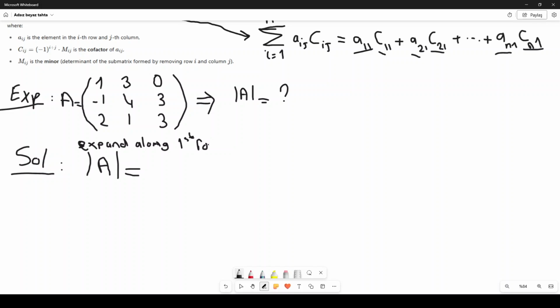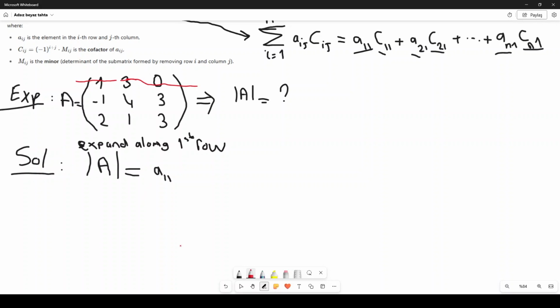Let's see how it works. What the definition says, I will apply the summation formula. If I choose the first row, here's the definition. We have A11. So, let's use another color. This is the first row, right? This is the first row, the one that I just drew in a red line.